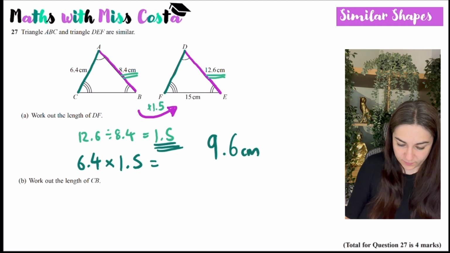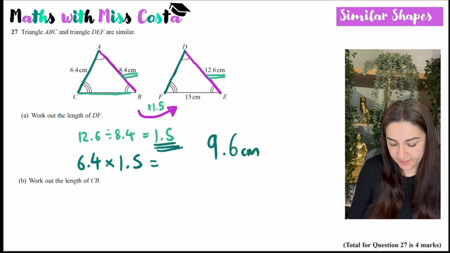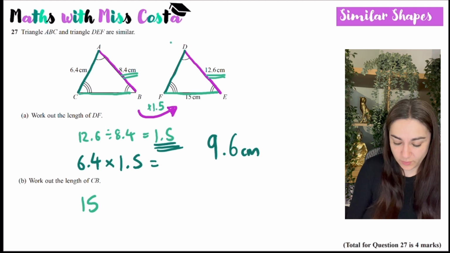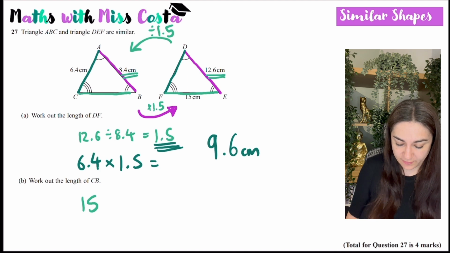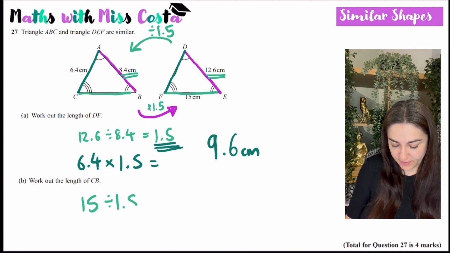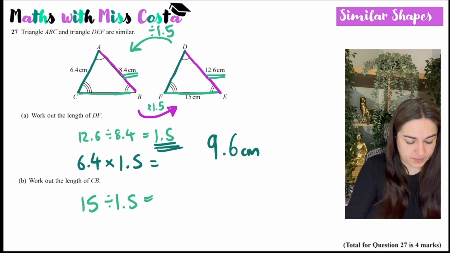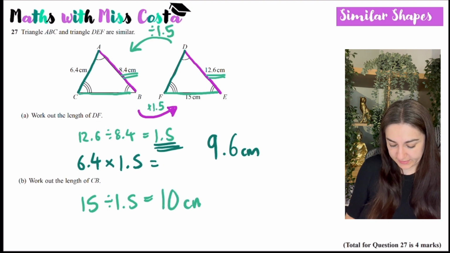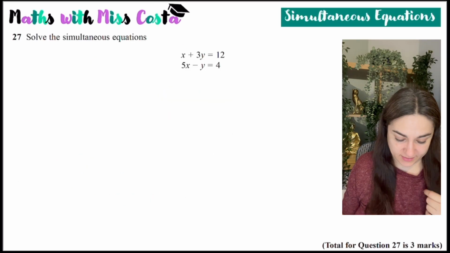Then for the length of CB, it's this one here. I know it's 15 centimeters on the larger triangle, but to get from the larger triangle to the smaller triangle, I'm going to have to divide by the scale factor. So 15 divided by 1.5 gives me 10. So CB is going to be 10 centimeters.